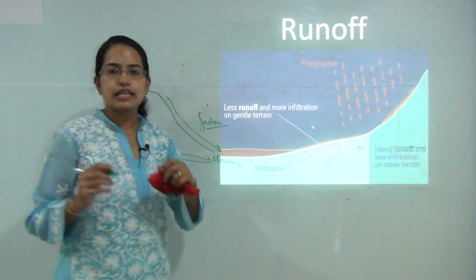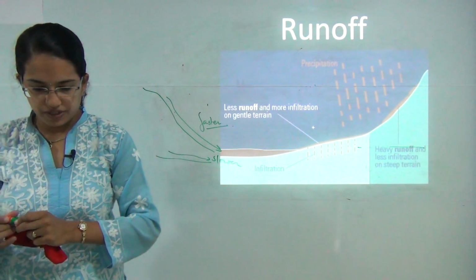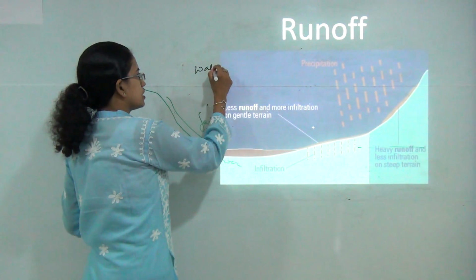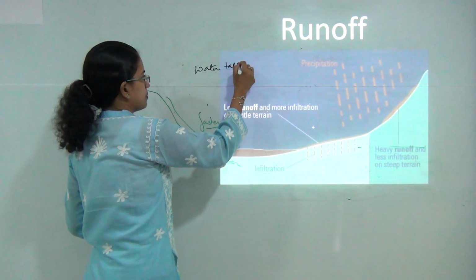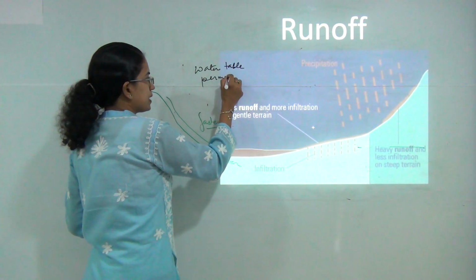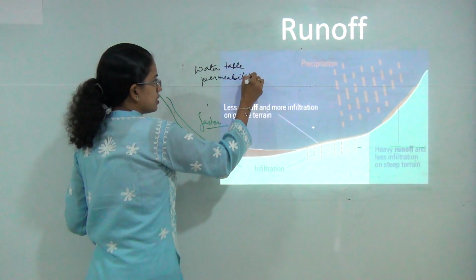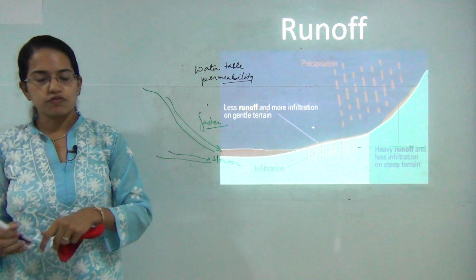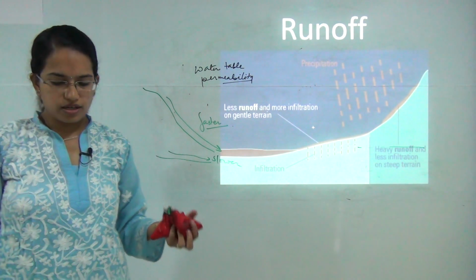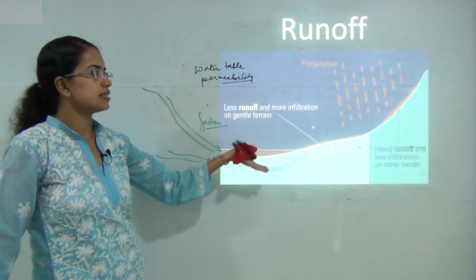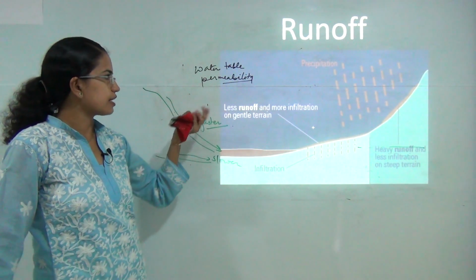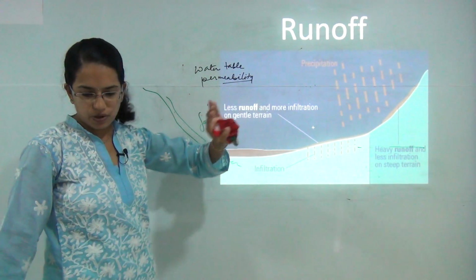Again, the type of soil that is present would govern the runoff, the water table and the permeability. If the soil is more permeable, a lot of water will percolate down and the runoff would be less. However, the increase and the decrease in the ground level would lead to rise and fall of the water table and determine the amount of runoff.